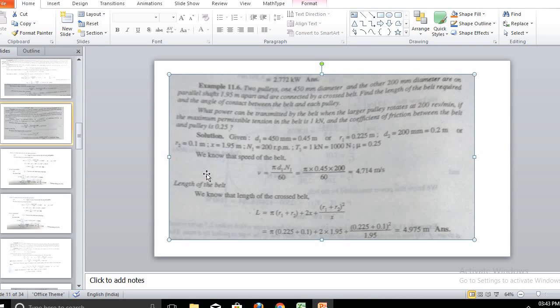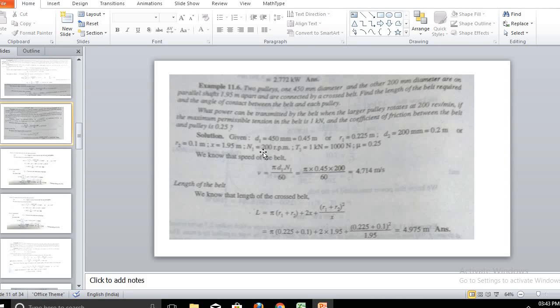As we discussed earlier, some books consider the center distance between shafts as a capital D, and some books consider it as x. So according to different books, the center distance notation may be D or x. You can consider it accordingly. Here they consider the center distance notation as x equal to 1.95 meter.